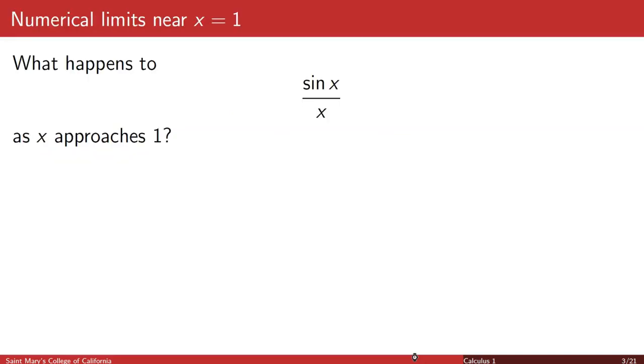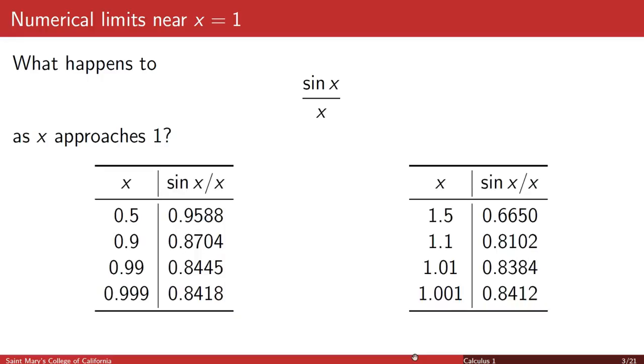Okay, so we'll start by asking a simple and slightly silly question, I suppose. What happens to sine x over x as x approaches 1? We have a function, and we can approach 1 with values from the lower side, the negative side if you like: 0.5, 0.9, 0.99, 0.999, getting very close to 1. On the right-hand side we approach 1 from the other side: 1.5, 1.1, and so on. It looks like that's approaching about 0.84, maybe 0.841, maybe halfway between those two values.